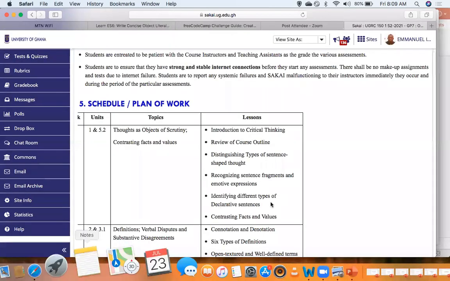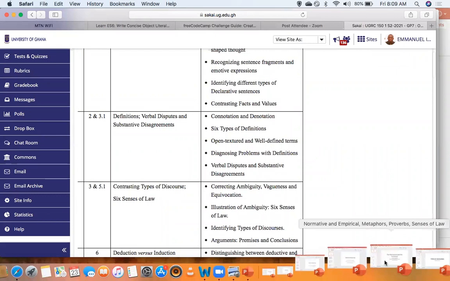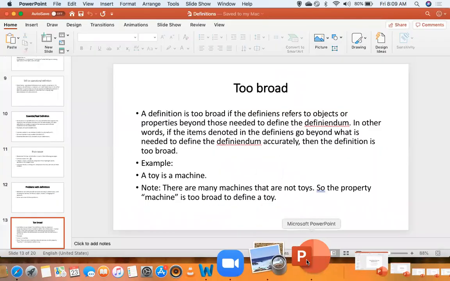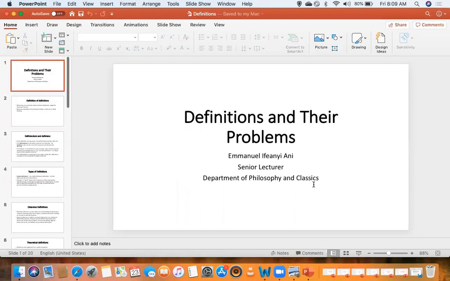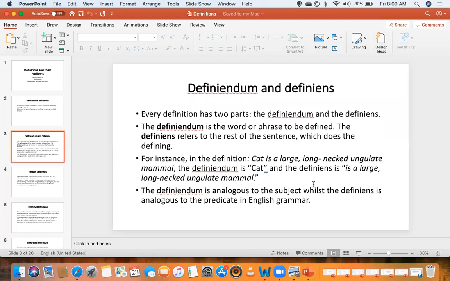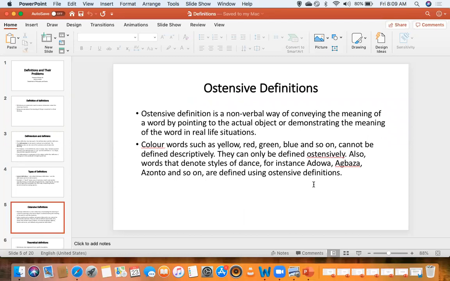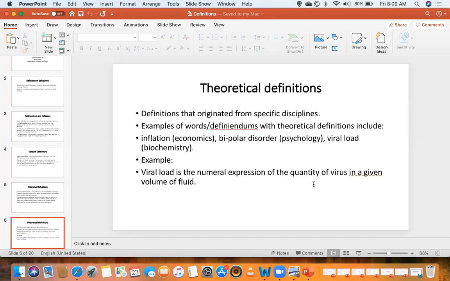And then in the second class, we had looked at definitions. This is the slide we had used on definitions. Sentences that convey information. We distinguish between definiendum and definiens. We said definiendum is like the subject, the definiens is like the predicate. We saw types of definitions. We saw lexical or dictionary definitions. We saw ostensive definitions, which can only be demonstrated, but not spoken or written. And then the theoretical ones, definitions that originate from various academic disciplines.